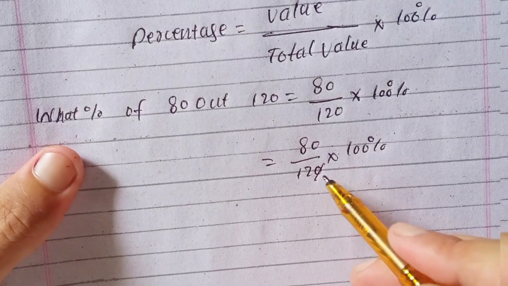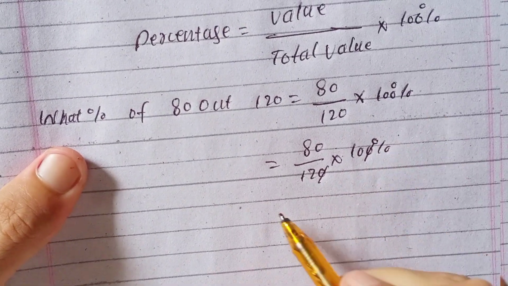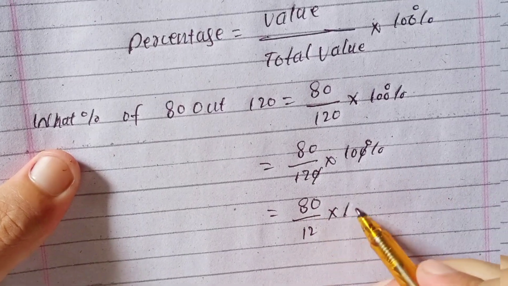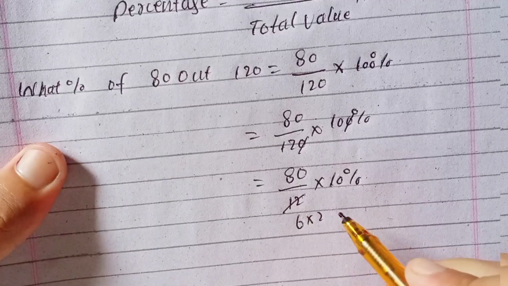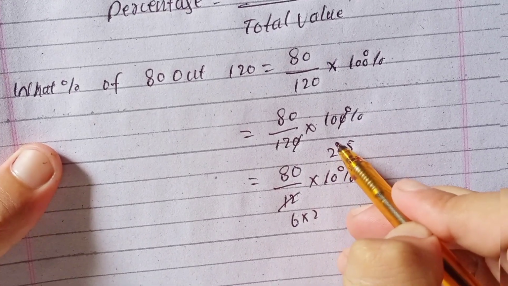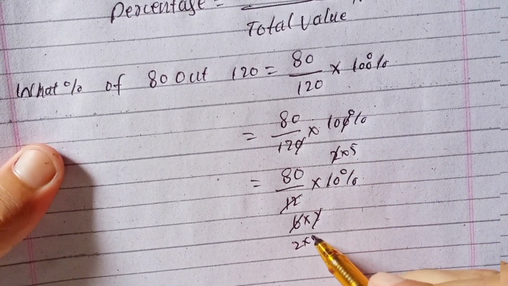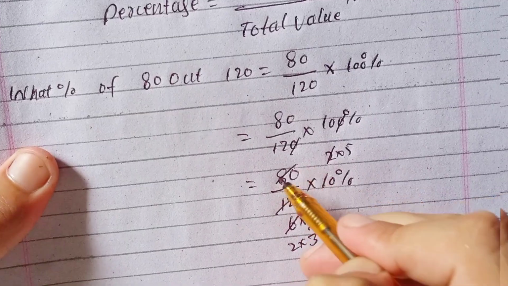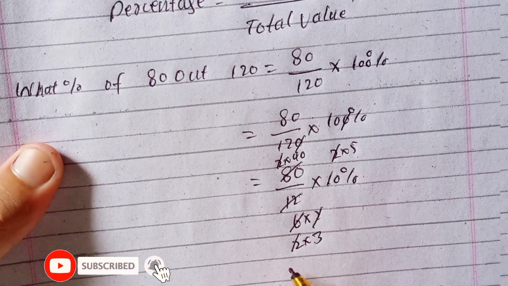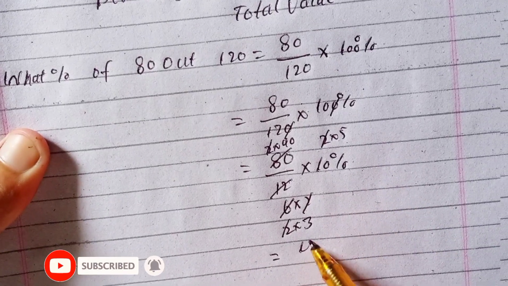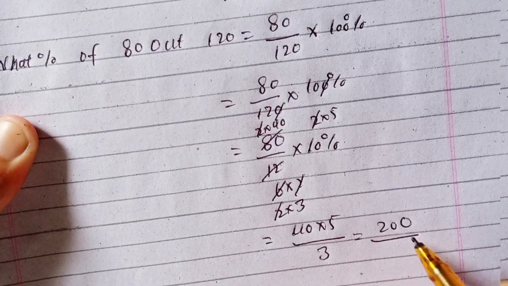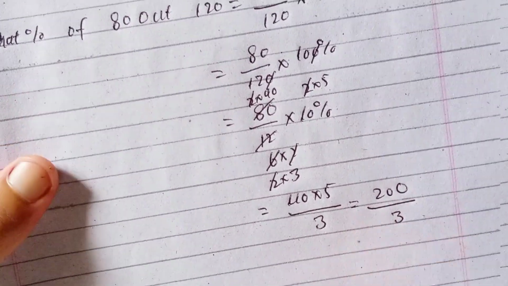So we will cancel out this 0 with this 0, and we get 8 out of 12 multiplied by 100%. 6 times 2 is 12 and 2 times 5 is 10. So we will cancel this 2 with 2. 2 times 3 is 6 and 2 times 40 is 80. So we will cancel the 2 with this 2, and we will get the answer as 40 multiplied by 5 over 3.